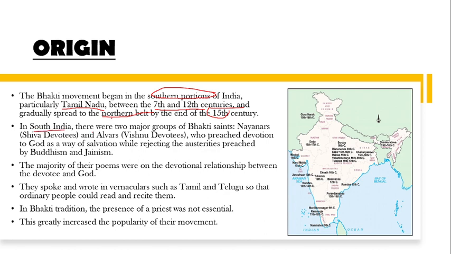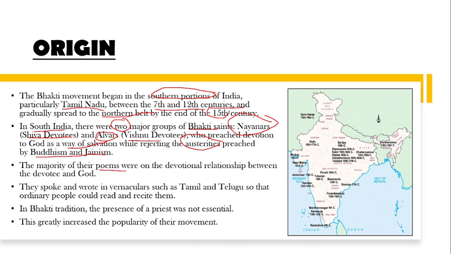In South India, there were two major groups of Bhakti saints. They were Nayanars, who were Shiva devotees, and Alvars, who were Vishnu devotees. They preached devotion to God as a way of salvation while rejecting the austerities preached by Buddhism and Jainism. So basically, it was against the preachings of Buddhism and Jainism, and they were two groups: one is the devotees of Shiva, the other is the devotees of Vishnu.